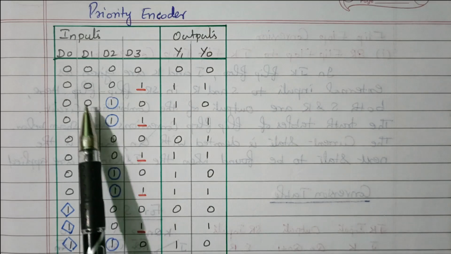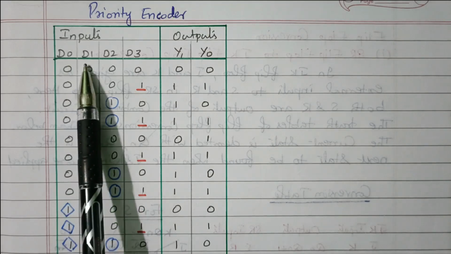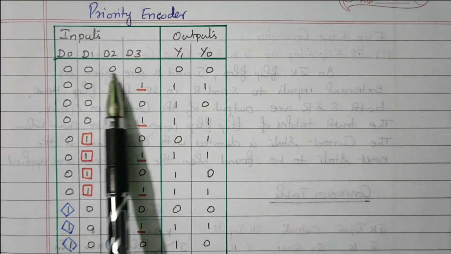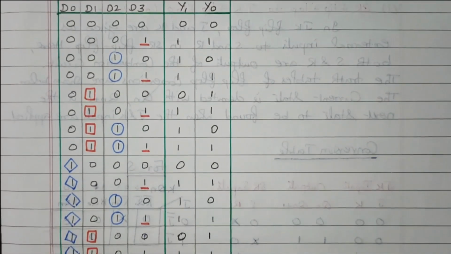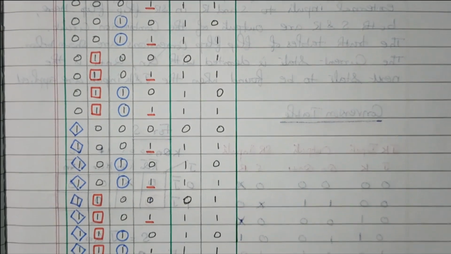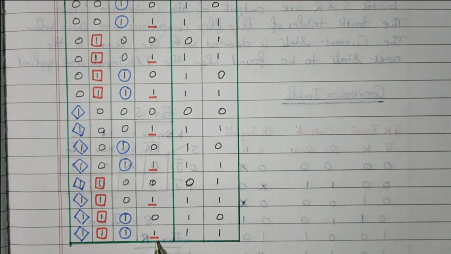So this is the detailed truth table. D0, D1, D2, D3, 0, 0, 0. Like this we'll have 16 possible inputs available. Finally we have 1, 1, 1. There are 16 possibilities available. For that case we need to check the output.